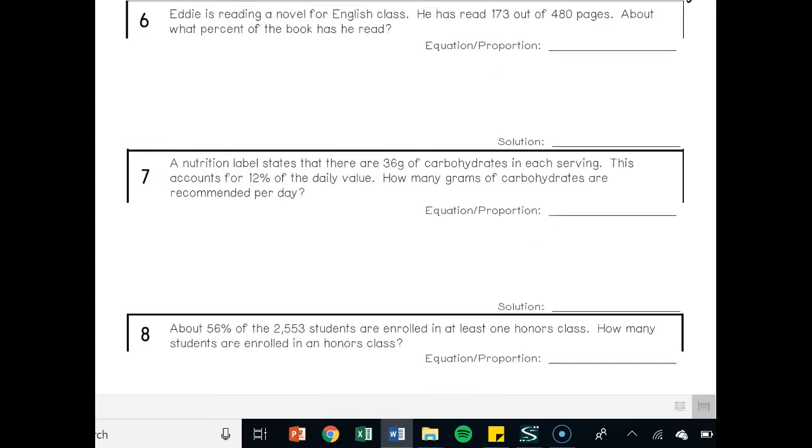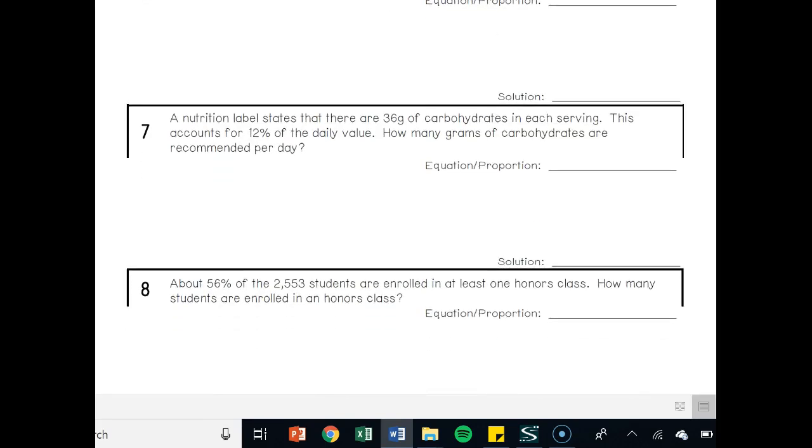All right, and the last one I'll do with you is 7. So it says a nutrition label states that there are 36 grams of carbohydrates in each serving. This accounts for 12% of the daily value. How many grams of carbohydrates are recommended per day? So part, whole, percent. Percent, obviously 12%. Now, are the 36 grams a whole or a part? Well, that just says, hey, just in this serving, you're getting 36. How much do you need for the entire day? We don't know that. So 36 is actually a part. You need to figure out the whole.